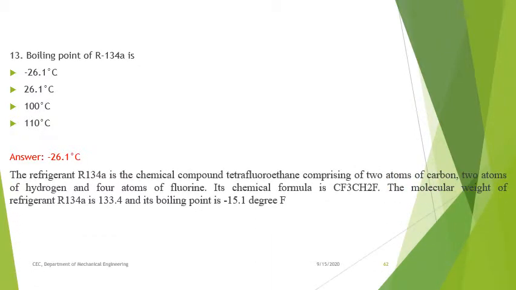The refrigerant R134a is a chemical compound, tetrafluoroethane, comprising 2 atoms of carbon, 2 atoms of hydrogen and 4 atoms of fluorine. Its chemical formula is CF3CH2F. The molecular weight of refrigerant R134a is 102.03 and its boiling point is minus 15.1 degrees Fahrenheit.